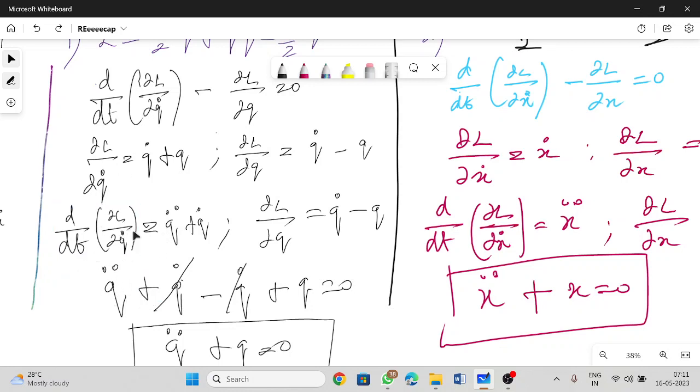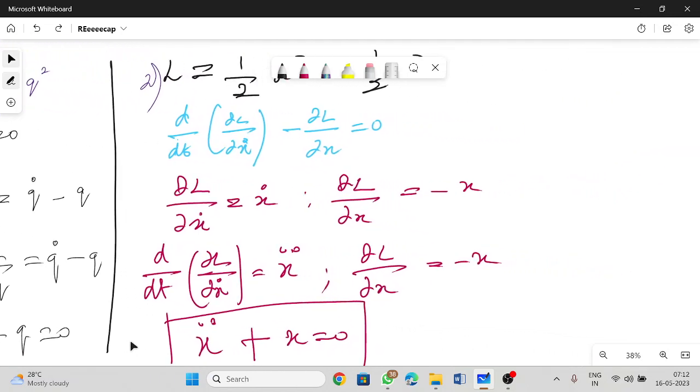So once I write the final equation using this Euler-Lagrange equation, I am able to write q double dot plus q equal to 0. Here I have a negative sign, so this negative sign changes the sign of this term. Then we are able to write q double dot plus q is equal to 0, right? So this is our problem.